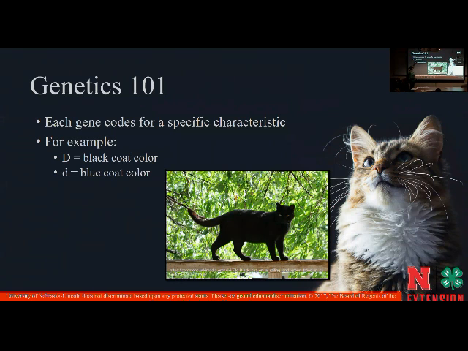The big D means this is a dominant trait, so it's the one that shows the most. Anytime your cat has one big D in their genetics, we would have a black cat, and they have to have two little Ds, one on each gene, to be a gray cat or a blue cat.